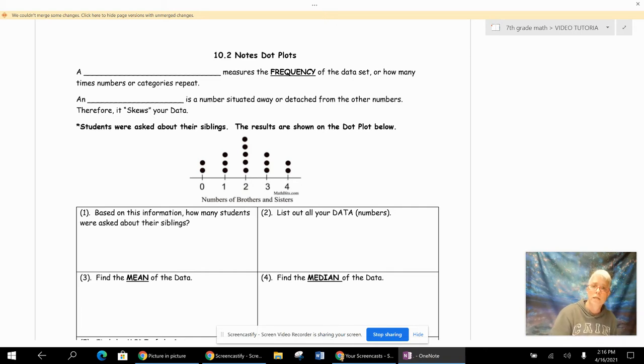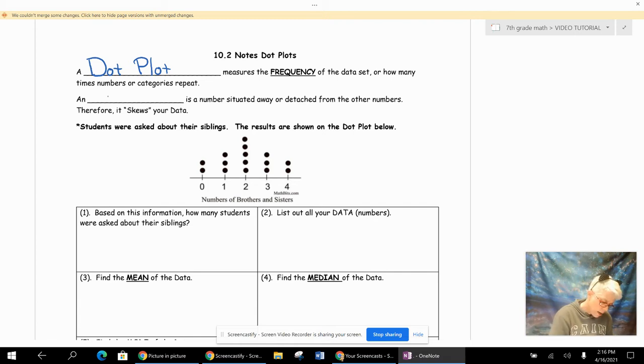So let's go ahead and start with the notes. All right. So we have a dot plot. Let's write that in. Dot plot measures the frequency of a data set, how many times something happens in a category.